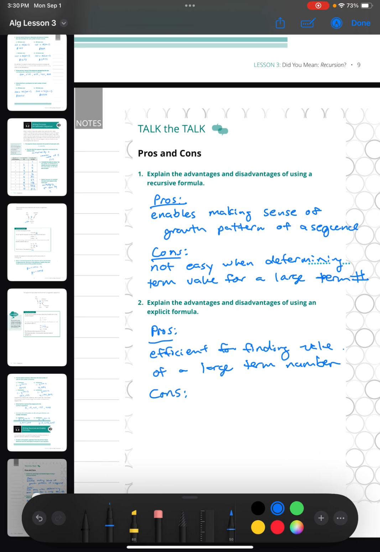Cons: it is more difficult to determine an explicit formula.